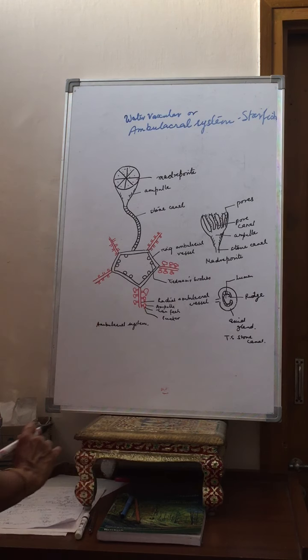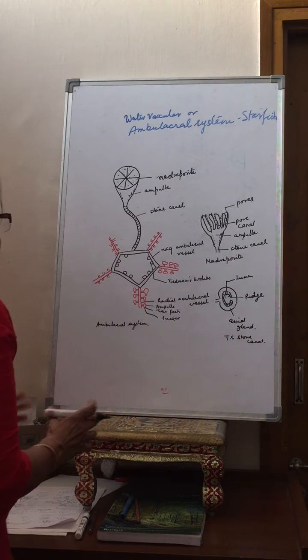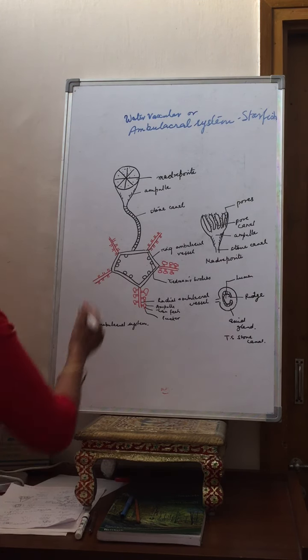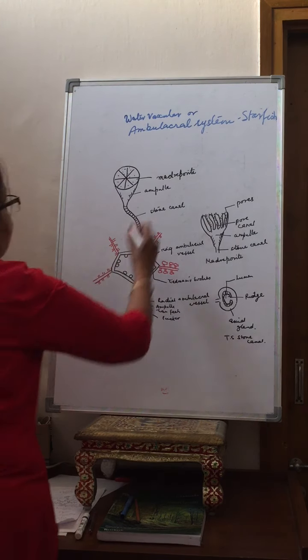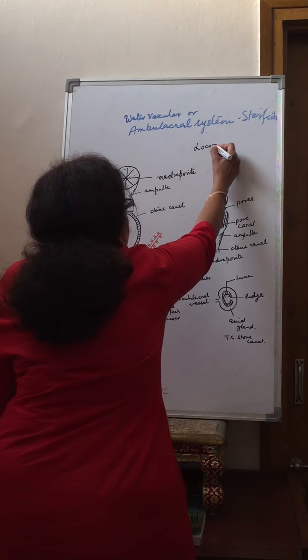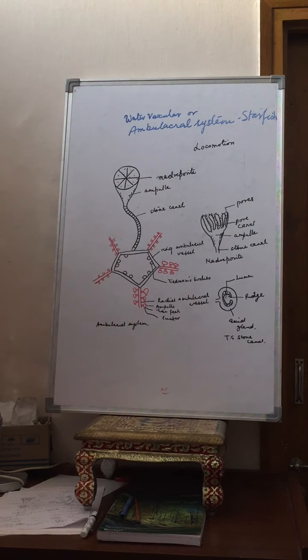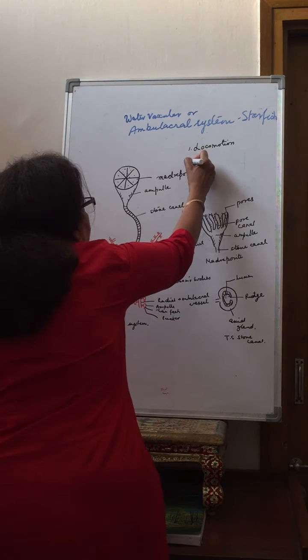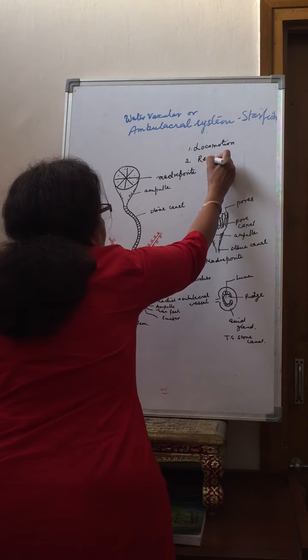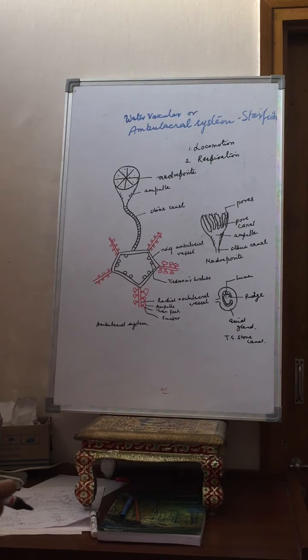Now this ambulacral system is responsible for locomotion. Basically, the function of the ambulacral system is locomotion, and secondly, to some extent, respiration also takes place by the tube feet. So this is a very important system.